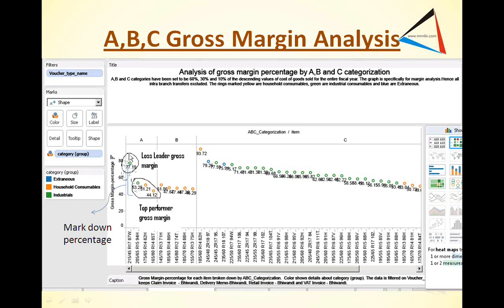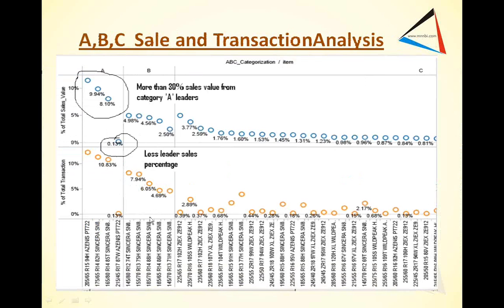We then look at the gross margin percentage for the three items which are the top performers, and then we look at the loss leader's gross margin. So here you see the loss leader has a higher gross margin and the top performers have a lower gross margin. So this is the scope for markdown percentage analysis.